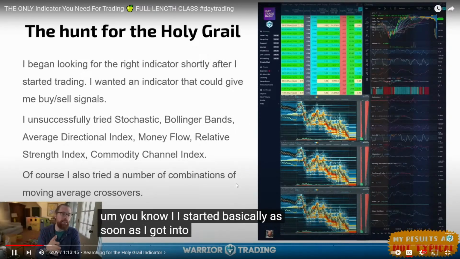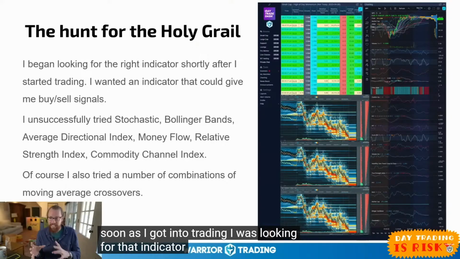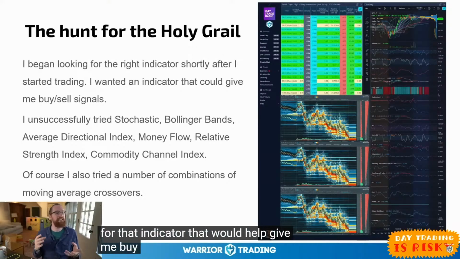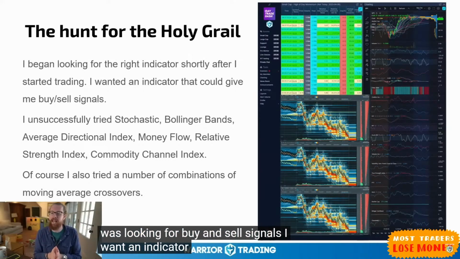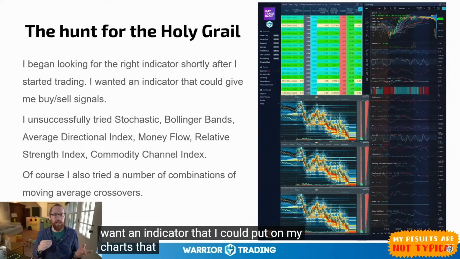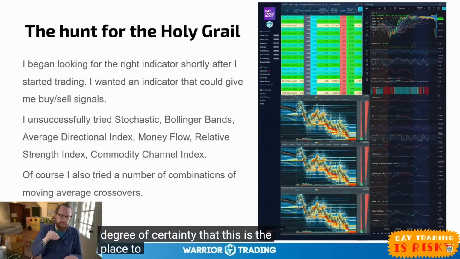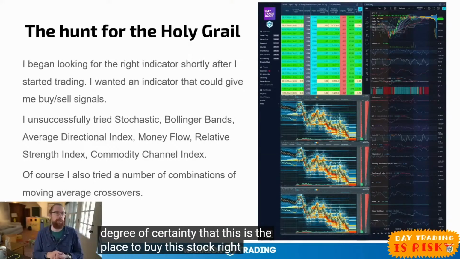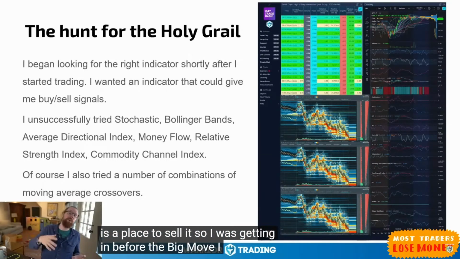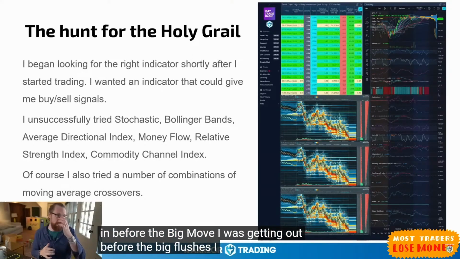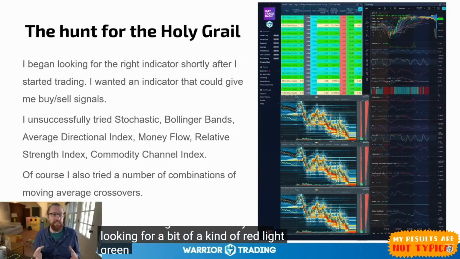Basically, as soon as I got into trading, I was looking for that indicator that would help give me buy and sell signals. I wanted an indicator that I could put on my charts that would tell me with some degree of certainty that this is the place to buy this stock, and this is the place to sell it. So I was getting in before the big move, and getting out before the big flushes. I really was looking for a kind of red light, green light.